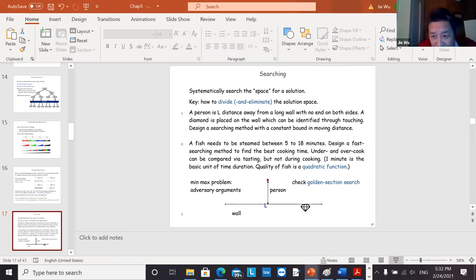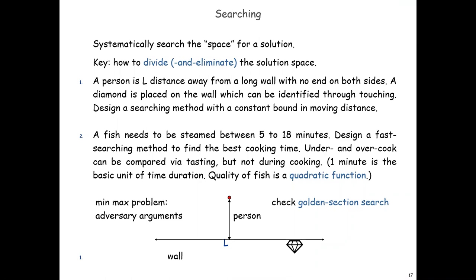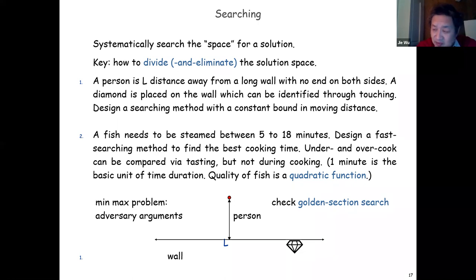Great. Let me see. Okay, so let's just review what we discussed. I think last time we finished divide and conquer. So we looked at lots of examples. And in particular, I expanded things a little bit, including searching, because lots of searching problems involve divide, I call it divide and eliminate. So you divide the space and you eliminate the space. So we looked at two interesting examples.